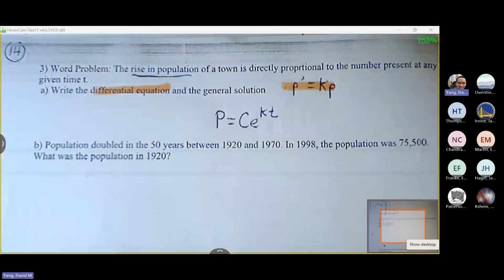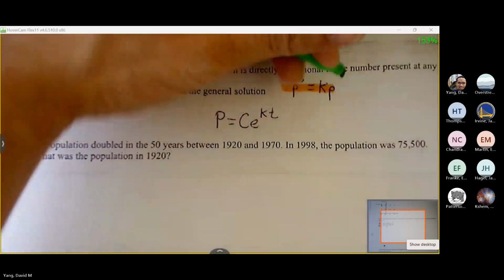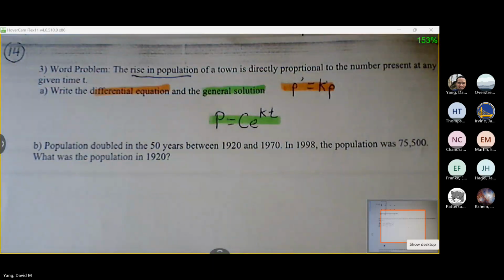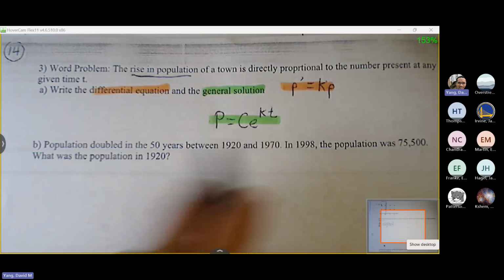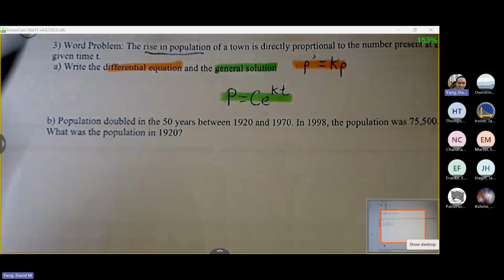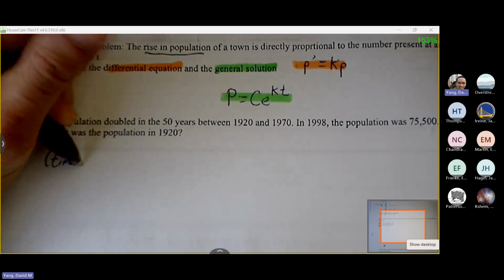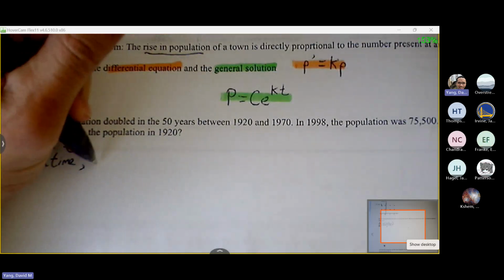So there's my differential equation. Here's my general solution. All right, so we know we're just working with this equation and we're just building a bunch of ordered pairs here. I like to start off with understanding what my X and Y values are. T for time, P for population.